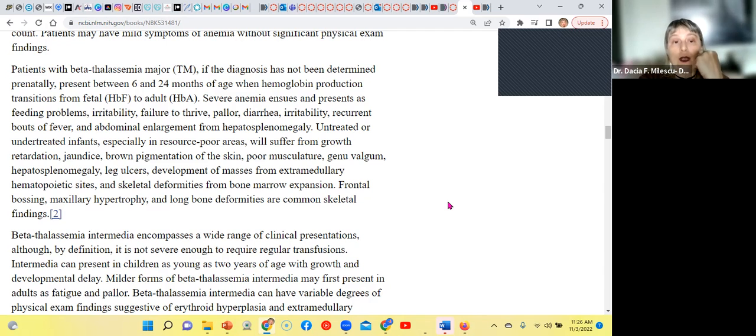And then if it gets really bad, untreated, the child is jaundiced, the skin becomes brown pigmentation. There's some muscle atrophy. Some of the orthopedic anomalies, where genu valgum, knock-kneed, is one of them. And then masses of extra bone, like deformities in the frontal bone, which is called frontal bossing. Maxillary bone has hypertrophy, long bone deformities, etc.